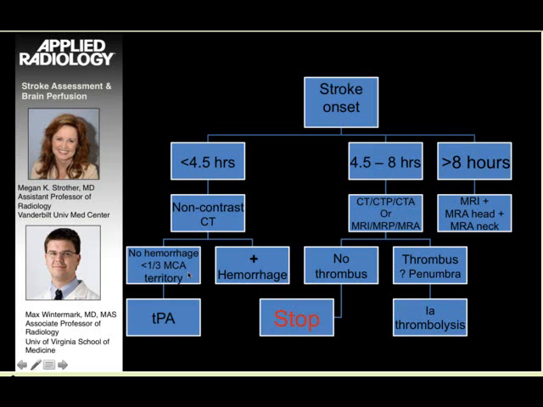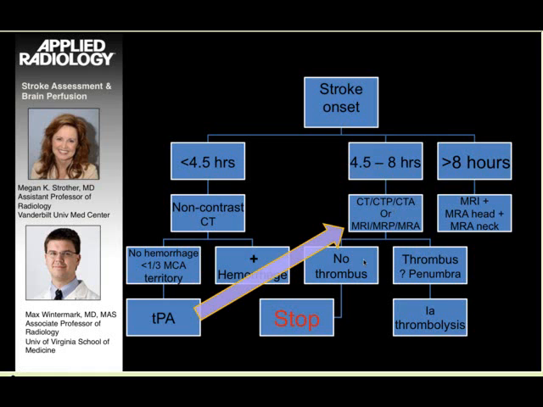If there is no hemorrhage and less than 1/3 of the MCA territory is involved, then the patient can receive IV TPA. If there's hemorrhage or there's greater than 1/3 of the MCA territory involved, then there's no treatment. Patients who receive IV TPA or present within the 4.5 to 8 hour treatment window should certainly get CTA and CT perfusion studies to guide therapy.